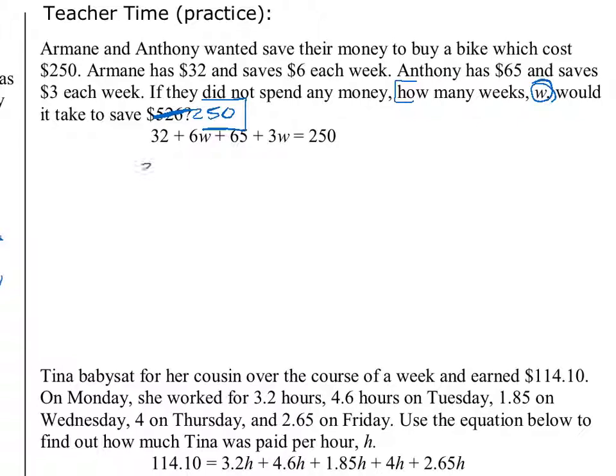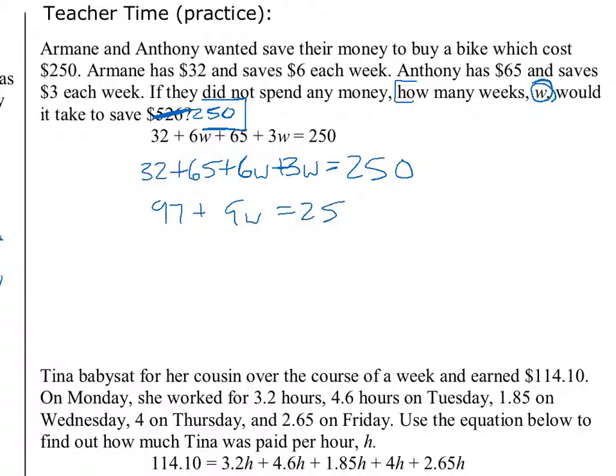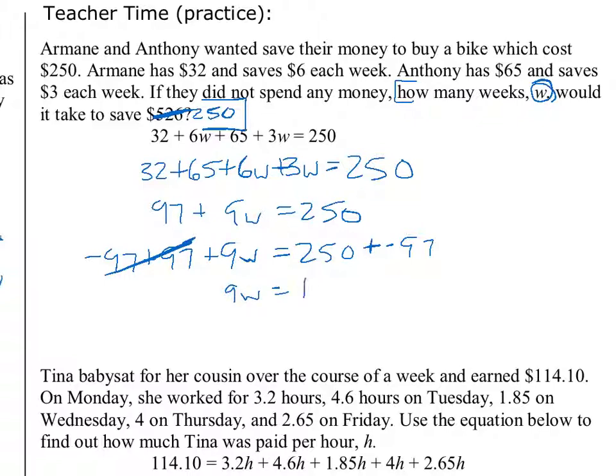I'm going to start by commuting my like terms next to each other. Shouldn't you have it in order? Or does it matter? Doesn't really matter for solving it. So this is going to be 97 plus 9W is equal to 250. Add the negative 97 to both sides. 9W is equal to 143. Divide both sides by 9.